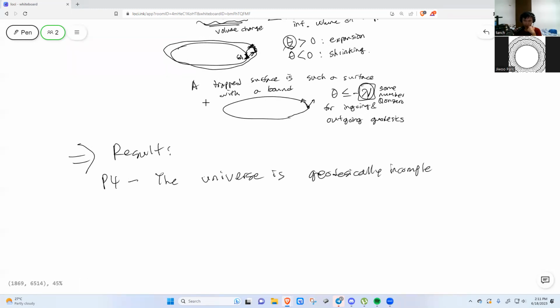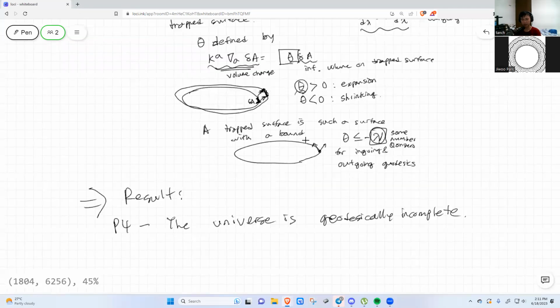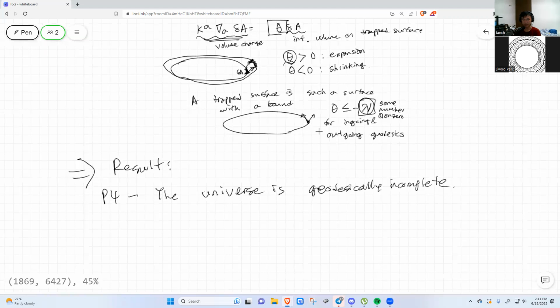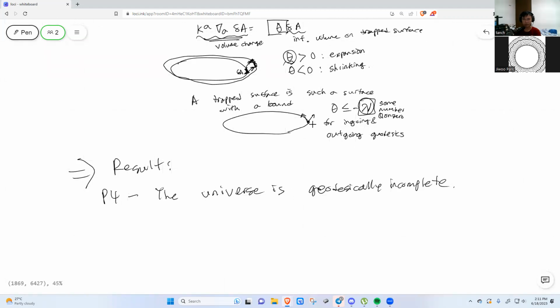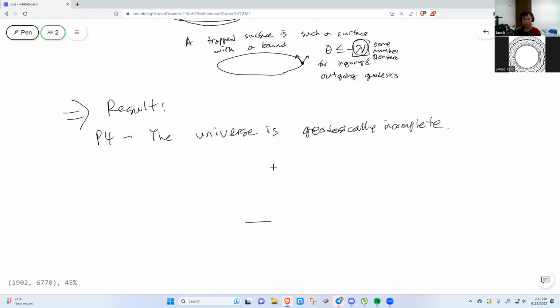Meaning that geodesics end somewhere, right? They cannot be continued. I can explain this, and what I mean by that is... hold on a second.